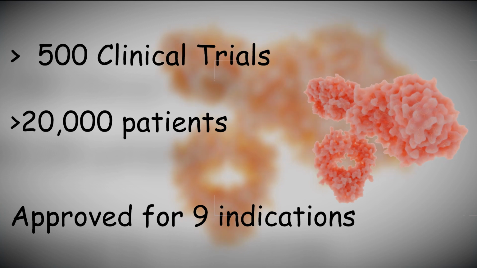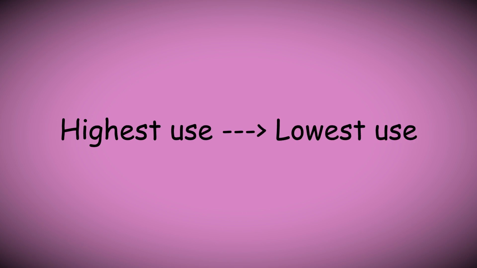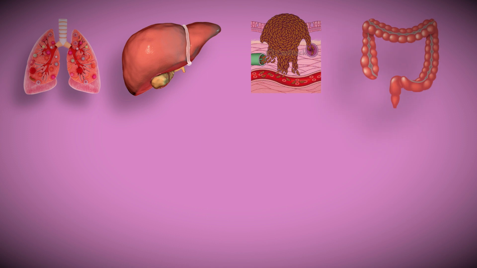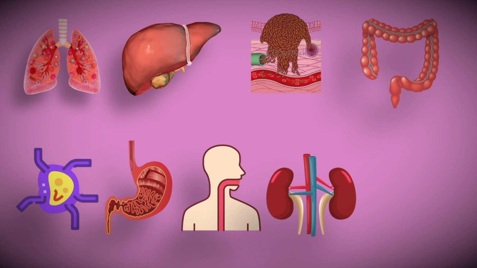The order of application for PD1-PDL1 inhibitors in different cancer types, ranging from highest use to lowest use, is as follows: lung cancer, liver cancer, melanoma, colorectal cancer, lymphoma, gastric cancer, esophageal cancer, renal cancer, and breast cancer.